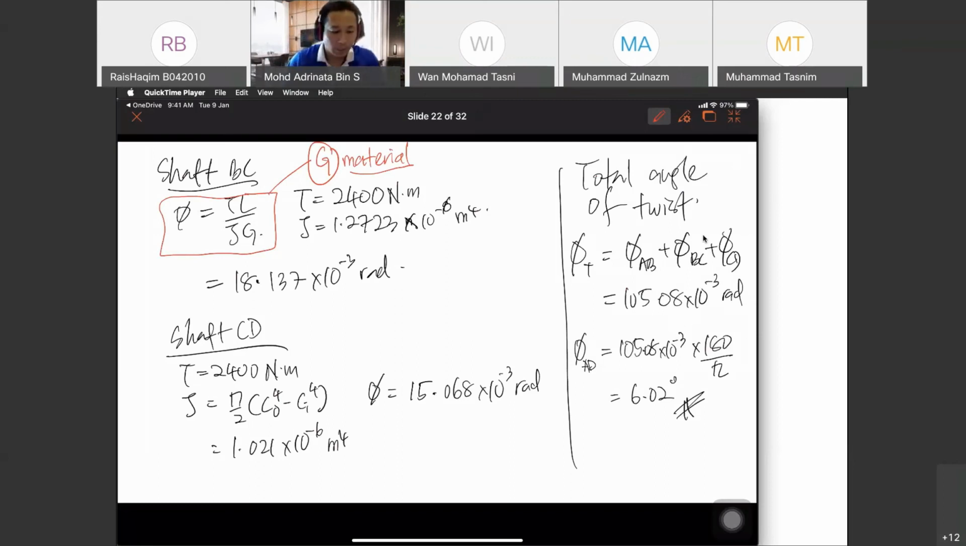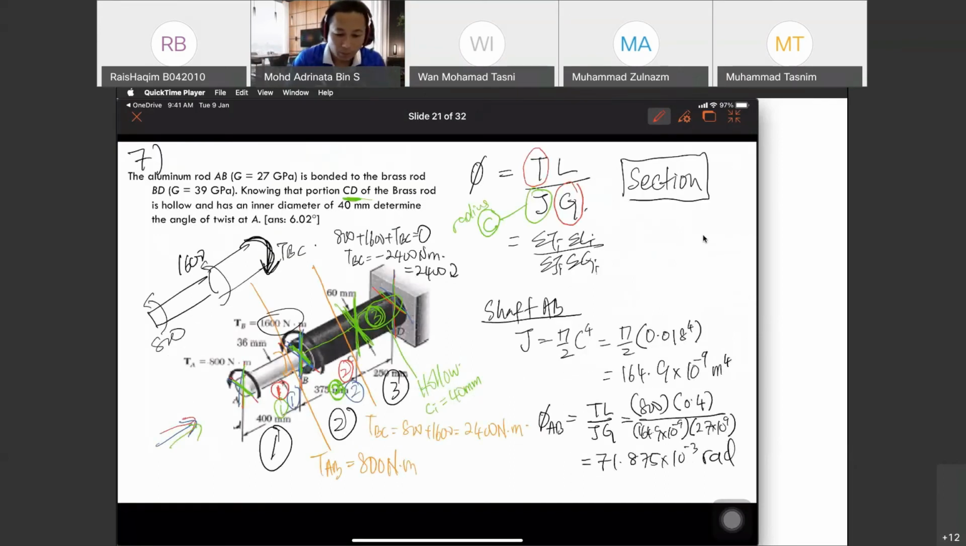Contoh dalam soalan ni aluminium rod AB, brass rod BD belakang. So dia tak boleh campur. Jangan campur G tu sebab G adalah different memang untuk setiap material. So kita gunakan saja G ataupun bila diberikan jadual table, dia akan ada modulus of rigidity, modulus of Young. So dia memang saja suruh pakai table cari G. Aluminium, brass, steel, raw iron. So ada table dia dan kita kena gunakan cari G.